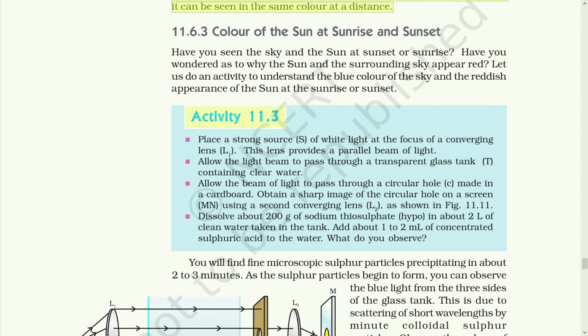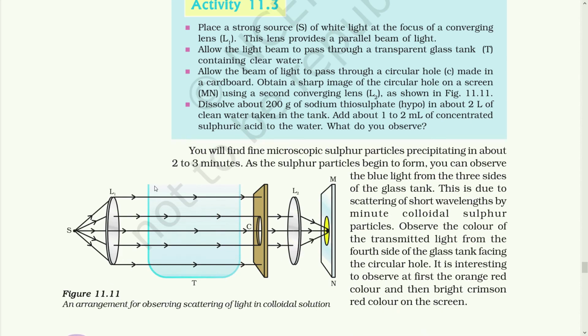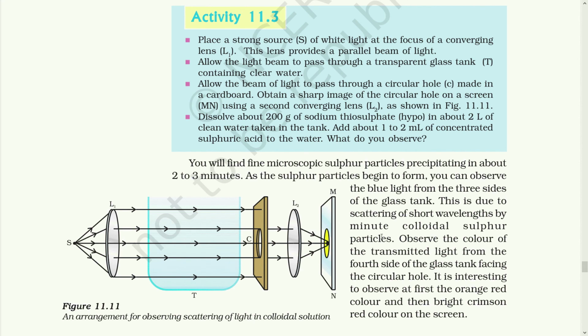Let us do an activity to understand the blue color of the sky and the reddish appearance of the sun at sunrise or sunset. Here you have to make an apparatus like this: a beaker filled with water, and the incident ray of light passes through that beaker and through a cardboard with a hole. Again it passes through a lens and it forms the color on a screen. So let's read the activity to understand it better.